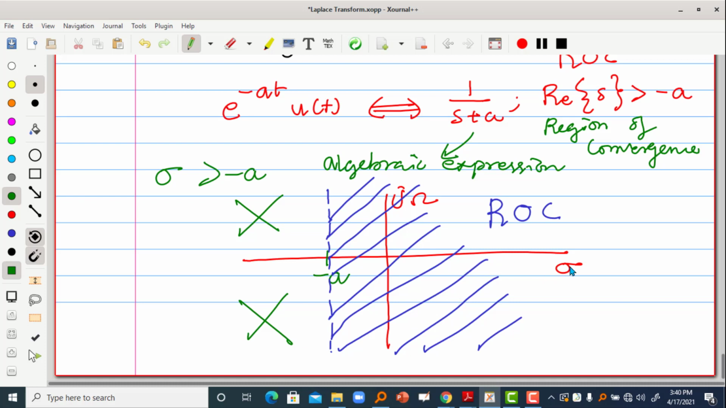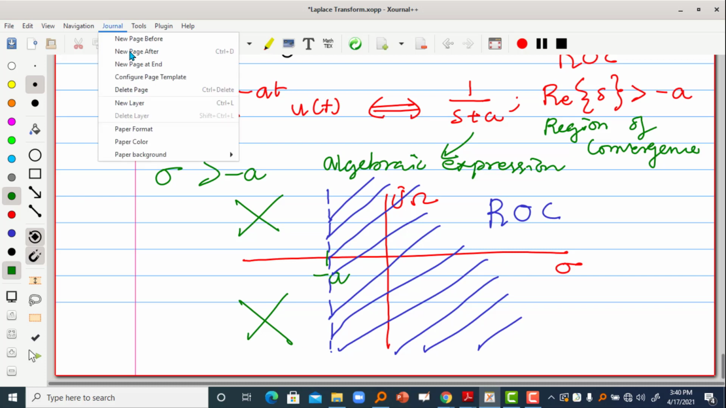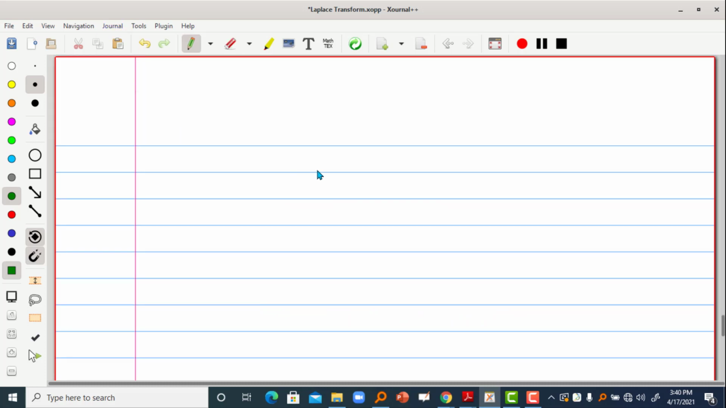So why is this region of convergence important? We can find the Laplace transform of another signal, given as x of t equal to minus e power minus at u of minus t. So this is another signal, and I am going to find its Laplace transform.